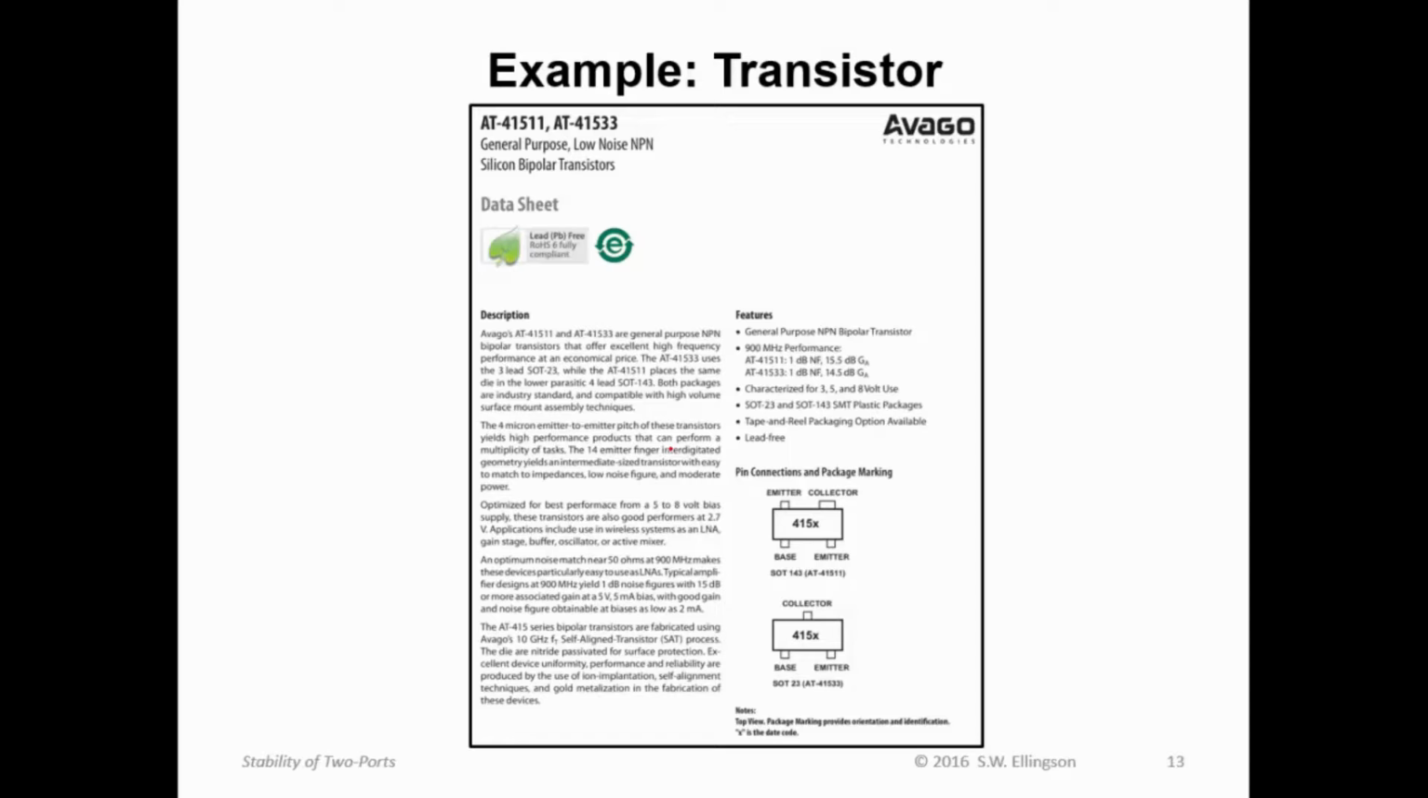It's an NPN type transistor, but we don't really need to know that to do the work we're going to do here. It's a silicon bipolar transistor. Again, you should recognize what those terms mean, but none of that really matters for what we're about to do, because all we're going to need to know are the S parameters of this transistor. Again, I'm just trying to show you that this is a real device here.